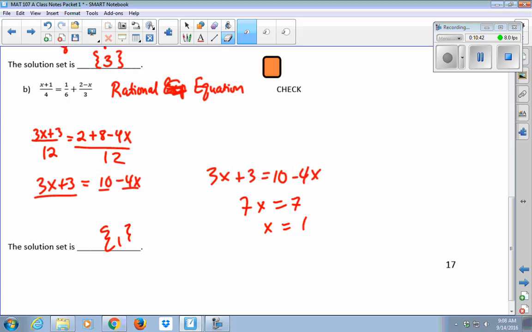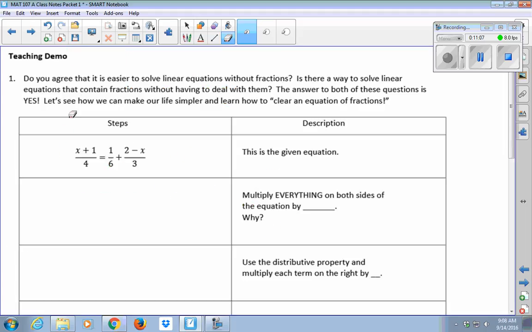All right. So what I'm hoping to do today is to break you of the habit of having to convert everything to common denominators when you have an equation. Because there's an easier way to do it, or maybe not easier, but at least something that involves a few less steps and might be easier to see. So I started with the teaching demo. Notice I started with the exact same problem we just had.